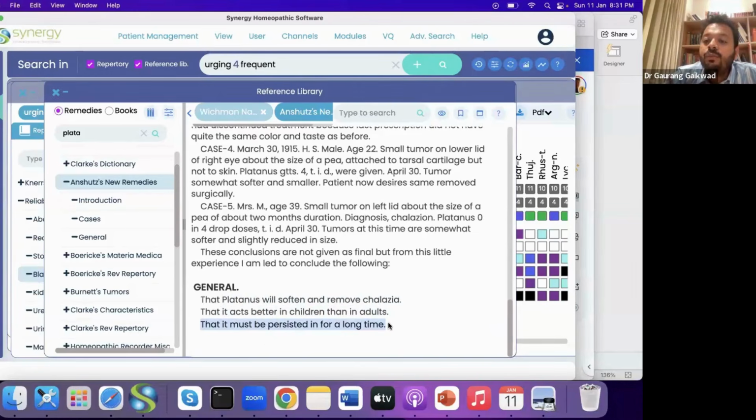Which means you can't just give one dose and forget it. This is not that type of remedy. It's a remedy where you need frequent repetitions. So this is what I want to tell you about it.